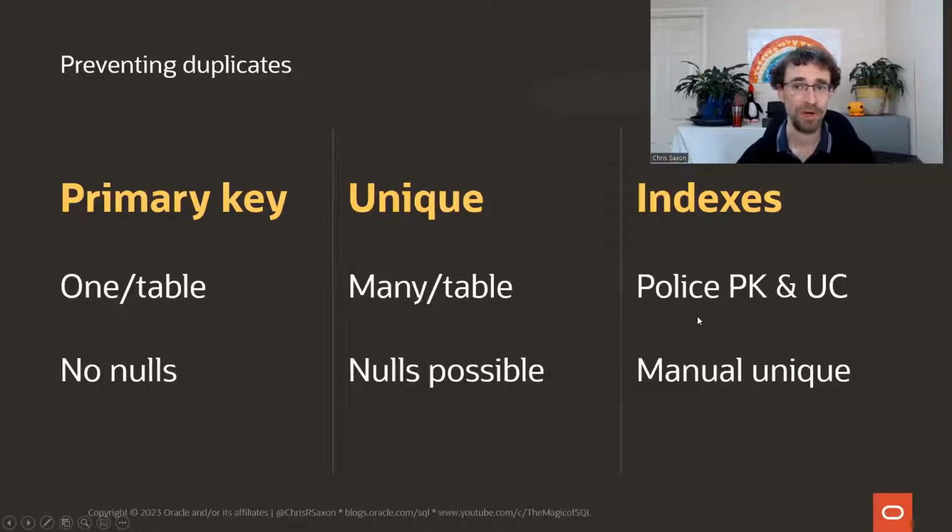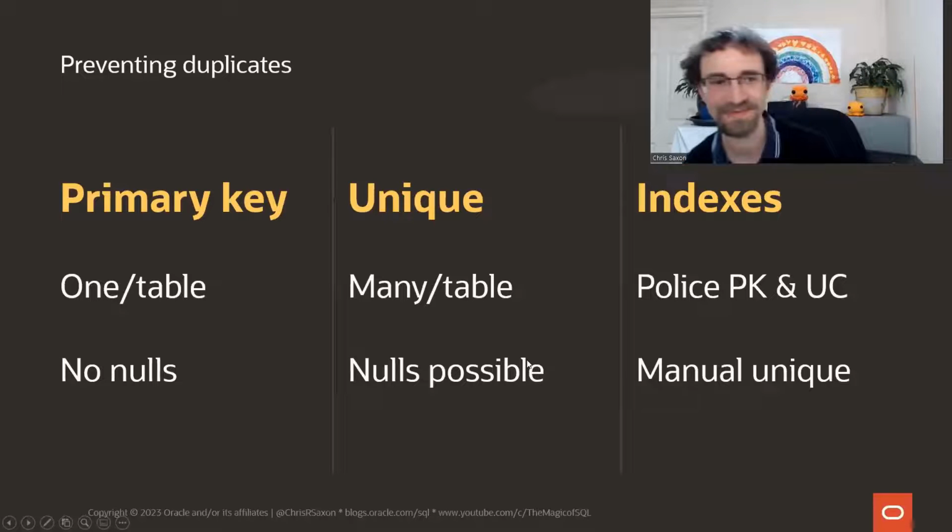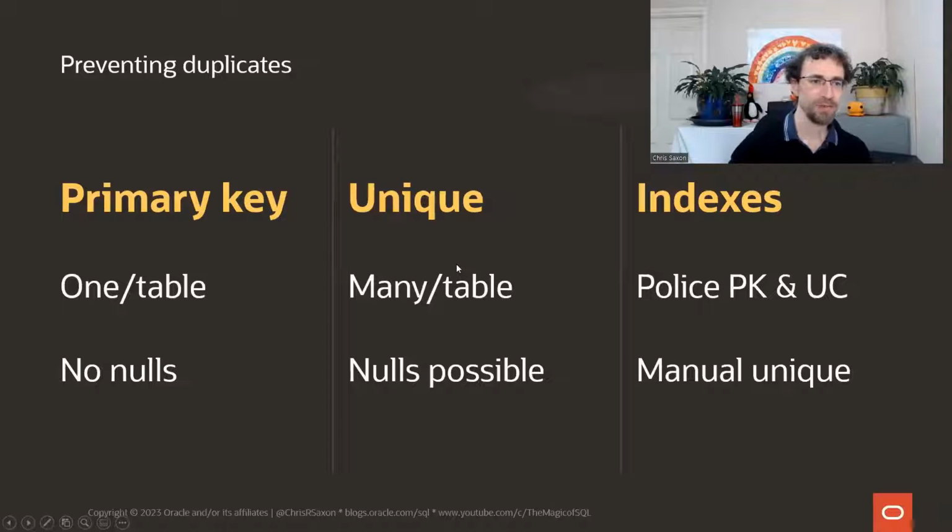You can override this manually, and you can create unique indexes yourself as well, should you wish to. That can be useful, necessary, if you want function-based unique constraints. Well, as we said, you can emulate that with virtual columns and so on. Okay, so at this point, you can see we've got primary unique keys and unique indexes.